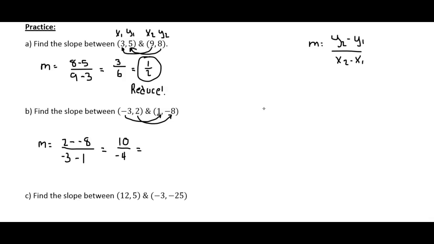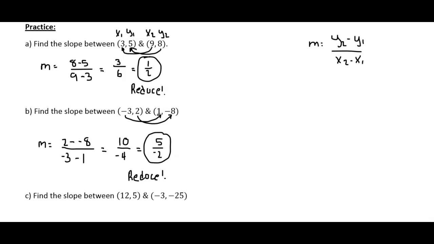Okay? And then what do? I'm going to write the word again. We reduce. So you can divide both by 2, so it'd be 5 over negative 2. But of course, you can have the negative on, you can just put it out in front. But there's my slope, okay?